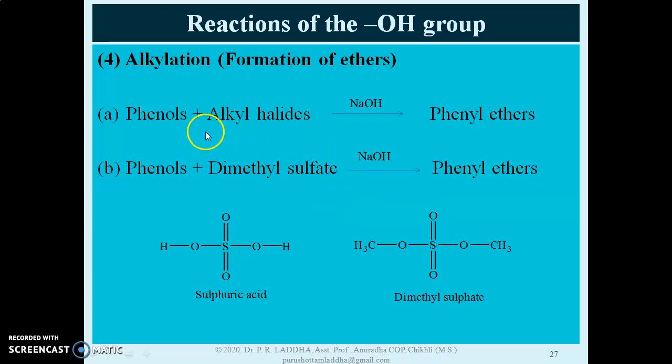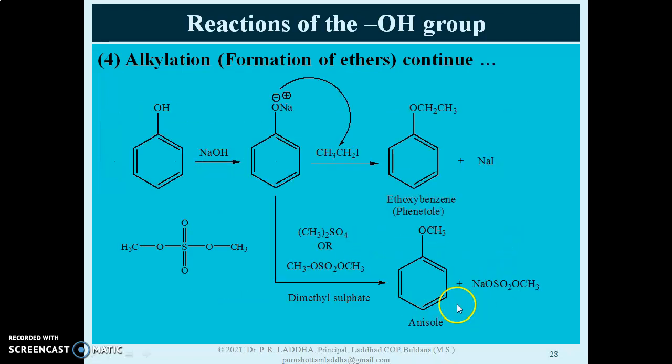For explaining the reaction of dimethyl sulfate, here its structure is shown. This is the actual structure of sulfuric acid. We generally denote it as H2SO4. But how is the bonding actually in the structure of H2SO4? It is HOSO3H. When these two hydrogens are replaced by methyl groups, that forms the structure of dimethyl sulfate, that is DMS.